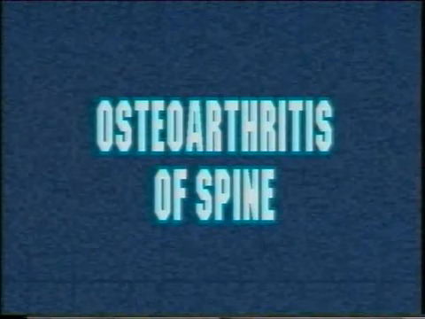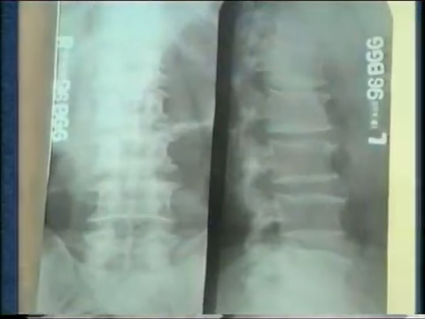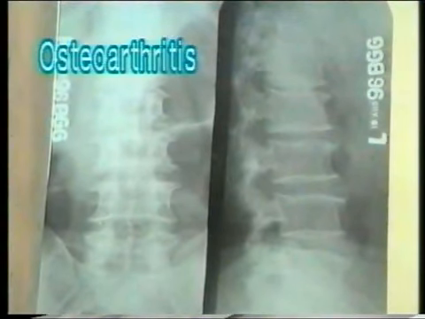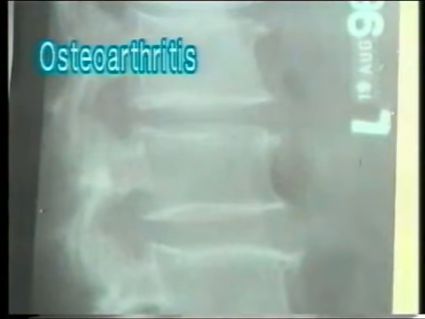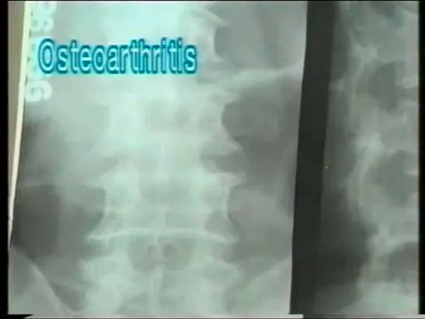Osteoarthritis of the spine. The changes of osteoarthritis are similar to what we saw in cervical spondylitis. The vertebral bodies show osteophytes at the margins and some disc spaces may be reduced due to degenerative changes in the intervertebral discs. Note the prominent osteophytes in the lateral and AP views. This is osteoarthritis of the lumbar spine.